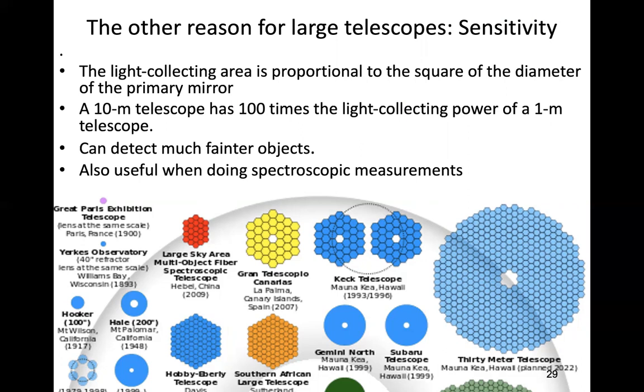You get more light, which allows you to see fainter objects. It also is extremely good when you're looking at spectra, because when you look at spectra, you need to split up the light into its different wavelengths. And you can partition that light more finely if you have more of it. So these are reasons people are going to building larger and larger telescopes.